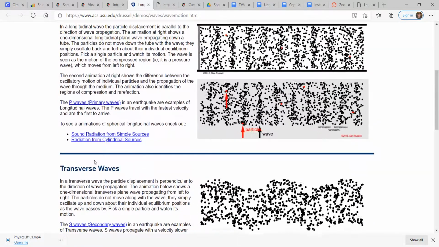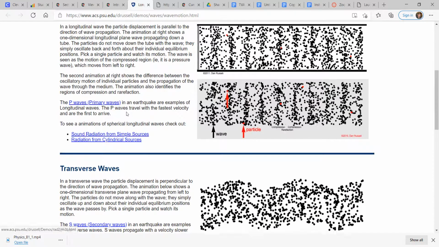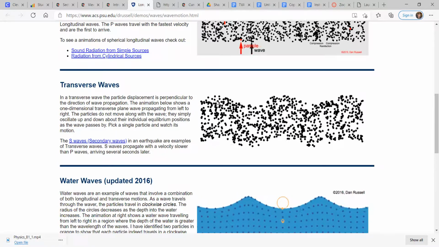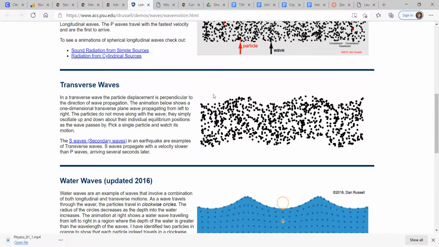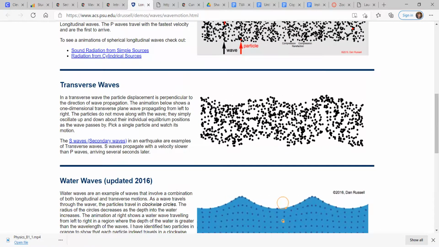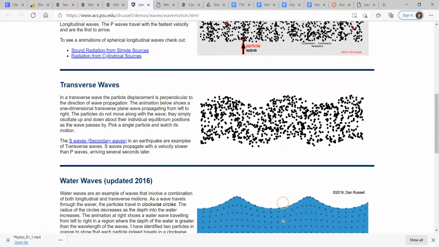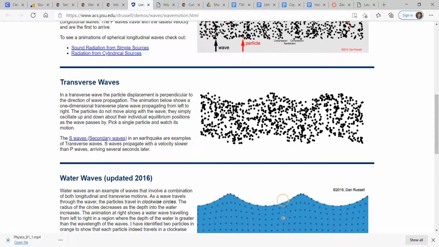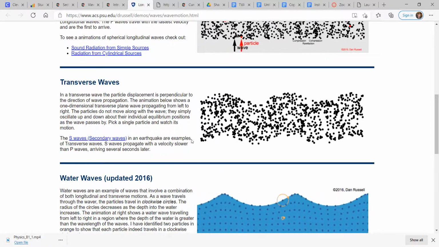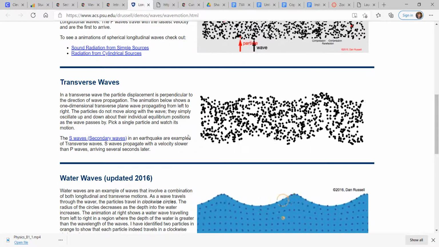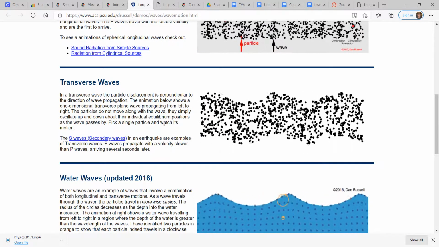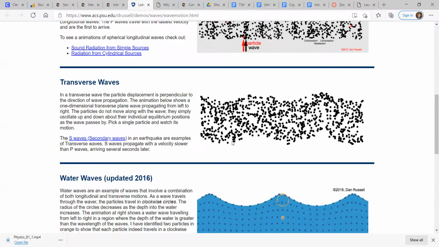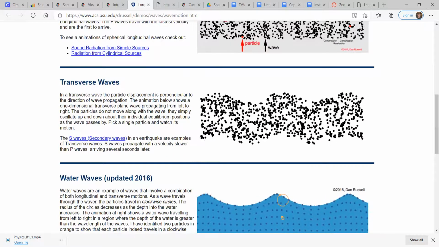And other examples of longitudinal waves are sound. Then you have transverse waves. You see how the particles are moving up and down, yet the wave looks like it's moving to the right. The particle displacement is perpendicular to the direction of wave propagation or wave movement. The particles do not move along the wave. They're just simply oscillating up and down.